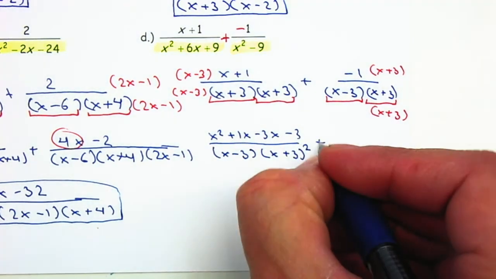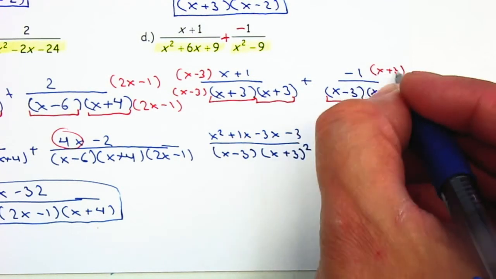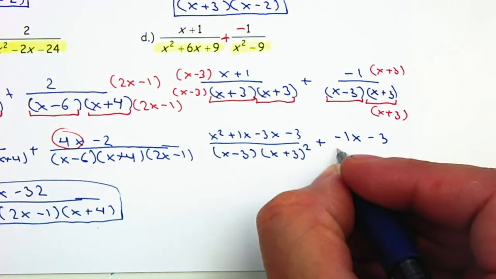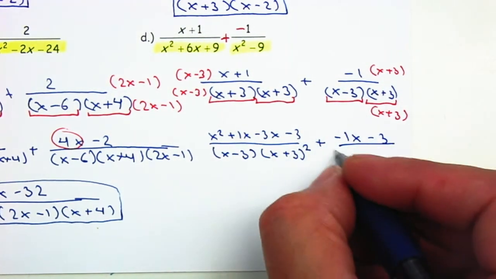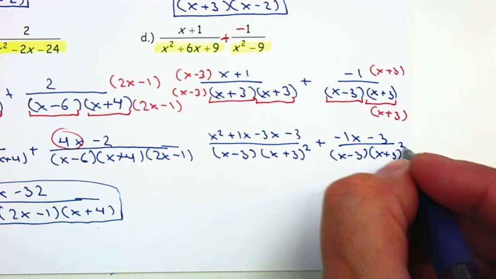On the right hand side, we have plus. Negative 1 times x is negative 1x. Negative 1 times 3 is negative 3. On the denominators, I'm going to do the same thing. x minus 3, x plus 3 squared.